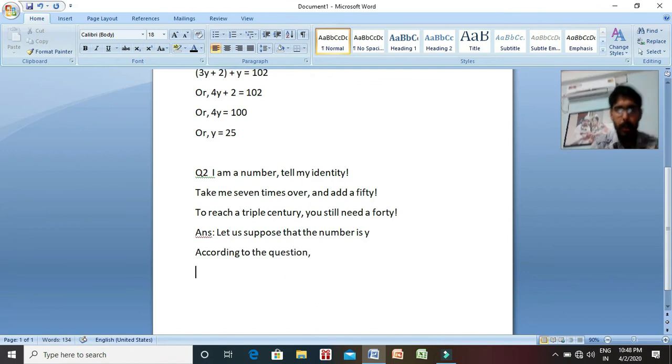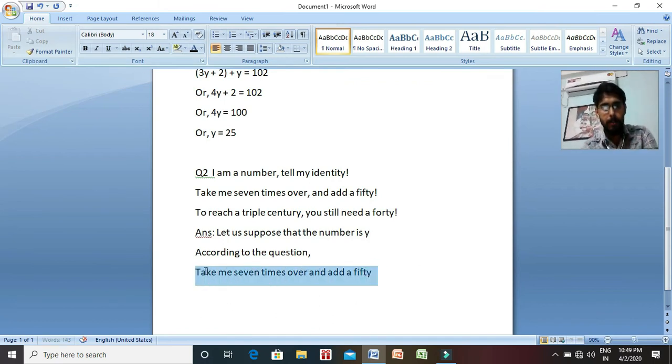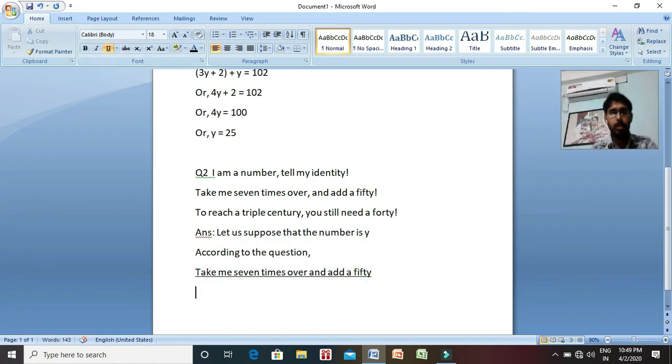Now, according to the question, all we need to do is consider the statements one by one. So the first statement says, take me 7 times over and add a 50. Let us write it. Take me 7 times over and add a 50. So according to this, what should be the equation here?